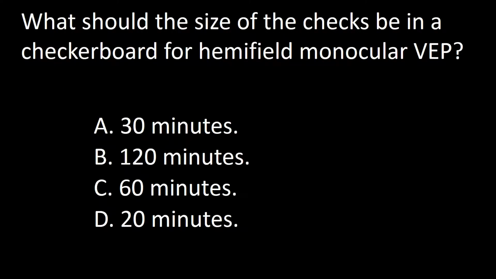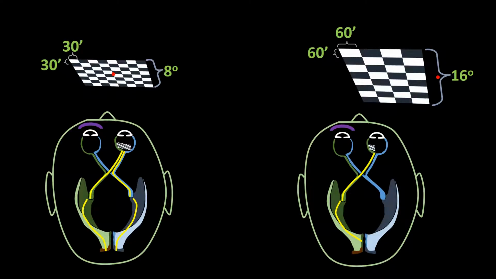Next question. What should the size of the checks be in a checkerboard for Hemifield monocular visual evoked potentials? A 30 minutes, B 120 minutes, C 60 minutes, D 20 minutes. This frame illustrates the difference between the board and the checks sizes most commonly used for full and Hemifield pattern reversal visual evoked potentials.